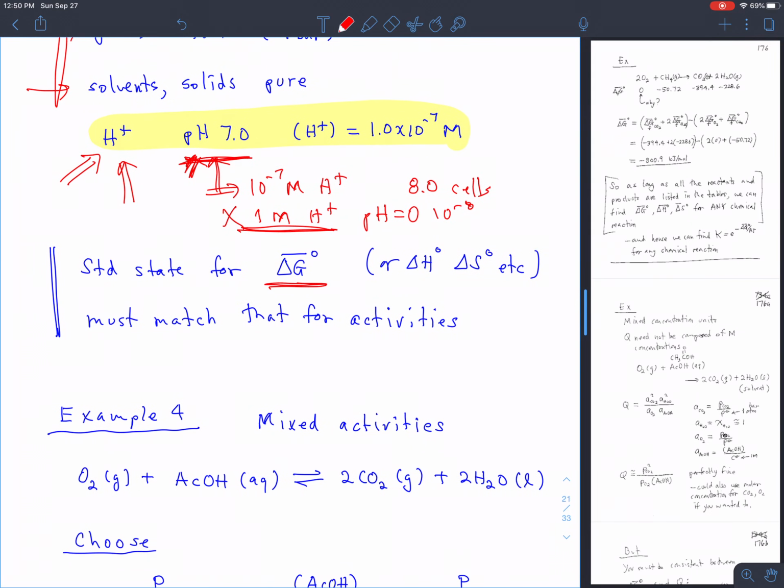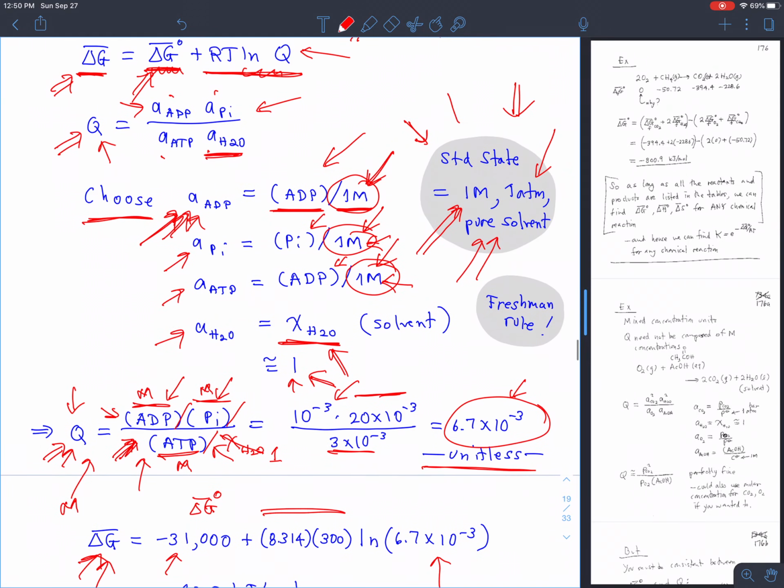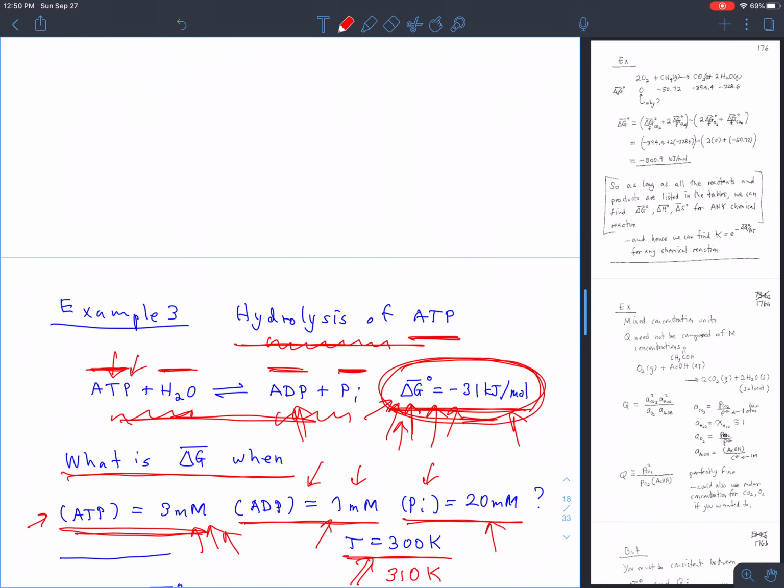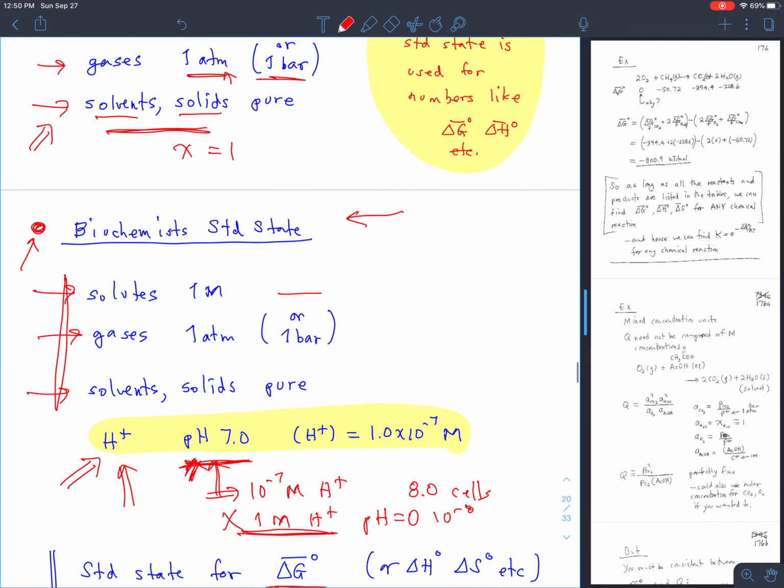The standard state for the delta G0 value for the hydrolysis of ATP that I used in the previous example is actually the biochemist's standard state. And there's no H+ in this reaction, so it doesn't actually matter. The biochemist standard state and the chemist standard state are the same for this particular reaction. But for any chemical reaction that involves H+, like an acid-base reaction, it matters very much. You'll get very different numbers in the biochemist standard state than in the chemist's standard state. So you have to be careful to watch for that.